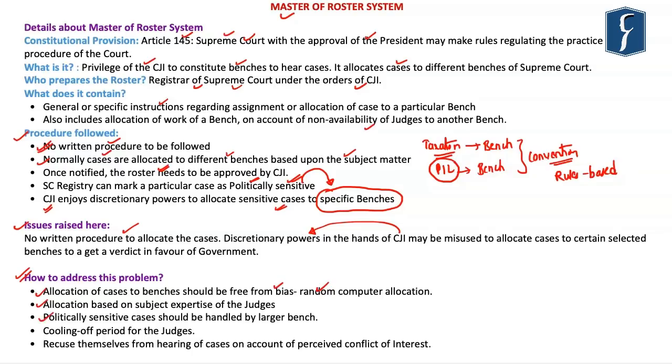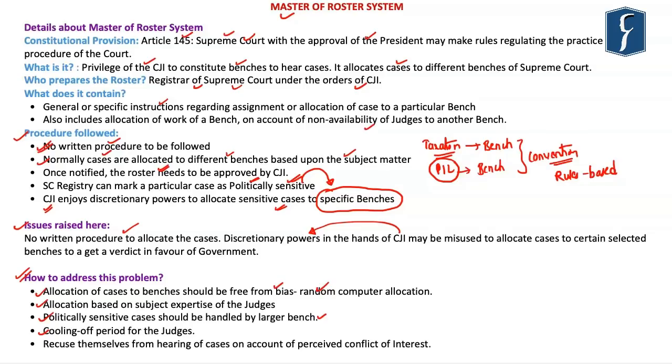Next, politically sensitive cases should ideally be handled by a larger bench of the Supreme Court, which may comprise at least 5 Supreme Court judges. Next, as highlighted before, the acceptance of jobs by the Supreme Court judges upon their retirement has in turn raised concerns about the political interference in the working of the Indian judiciary.